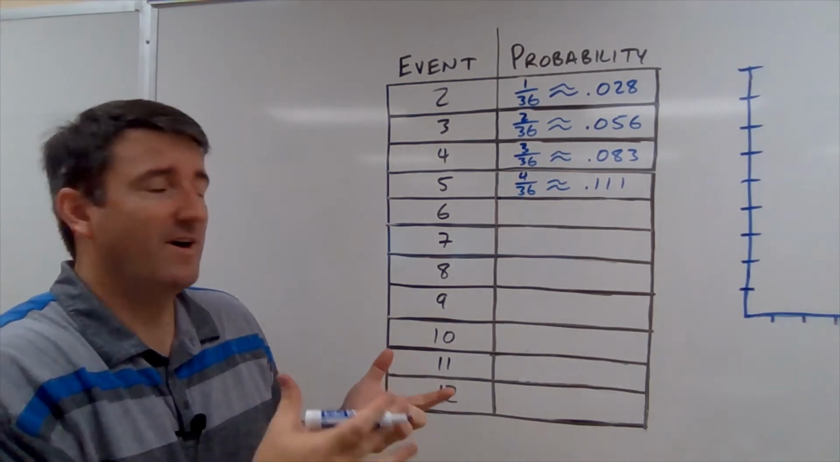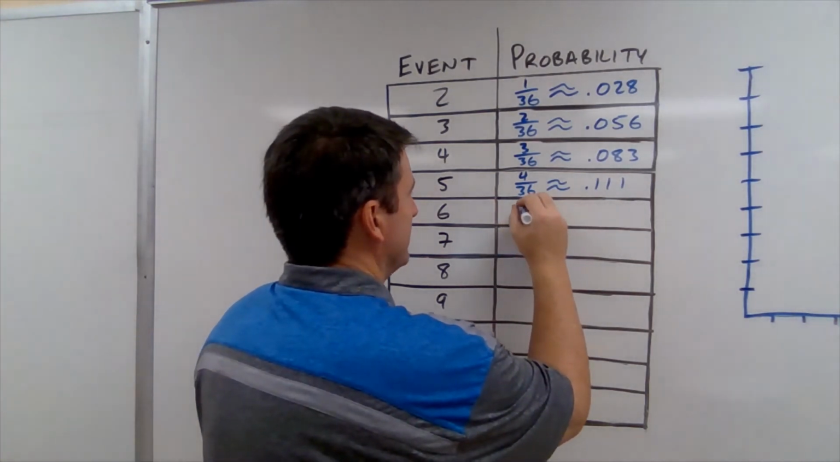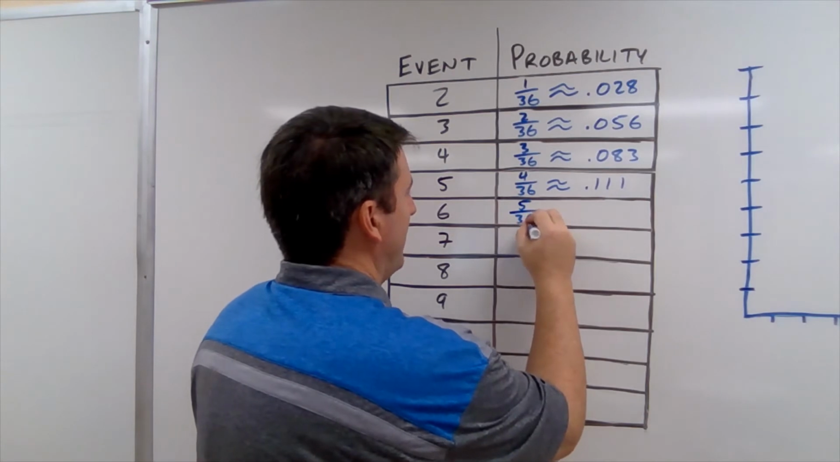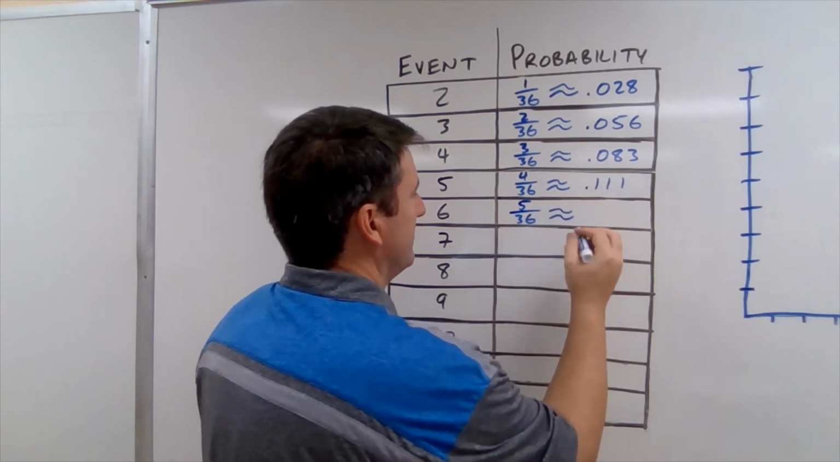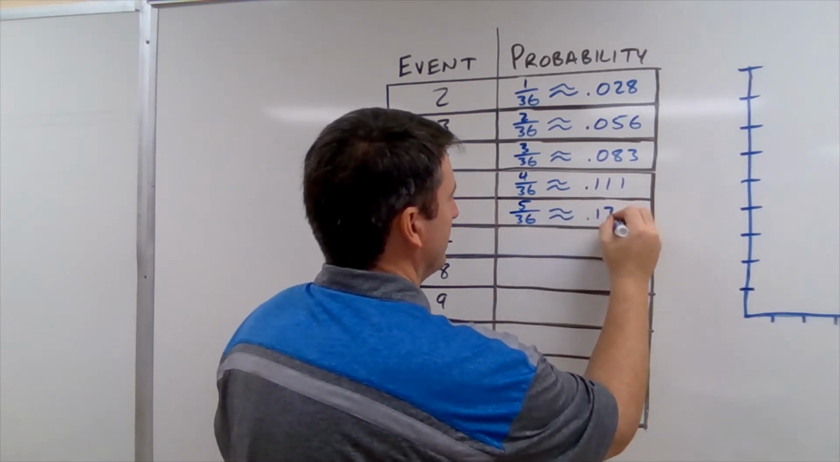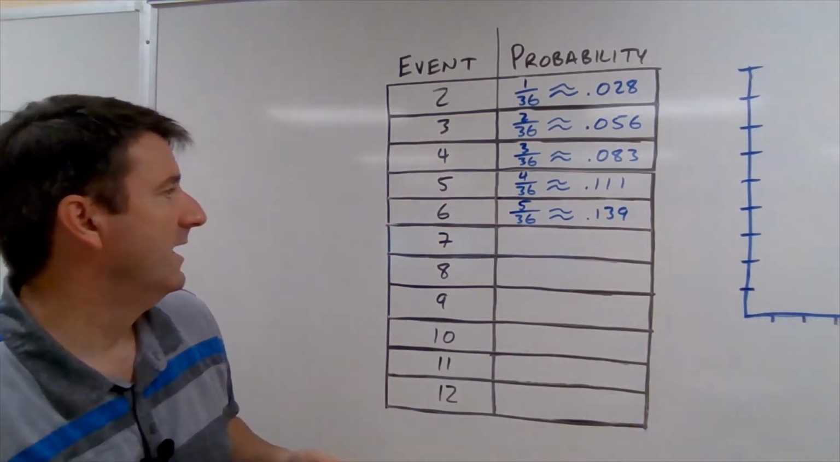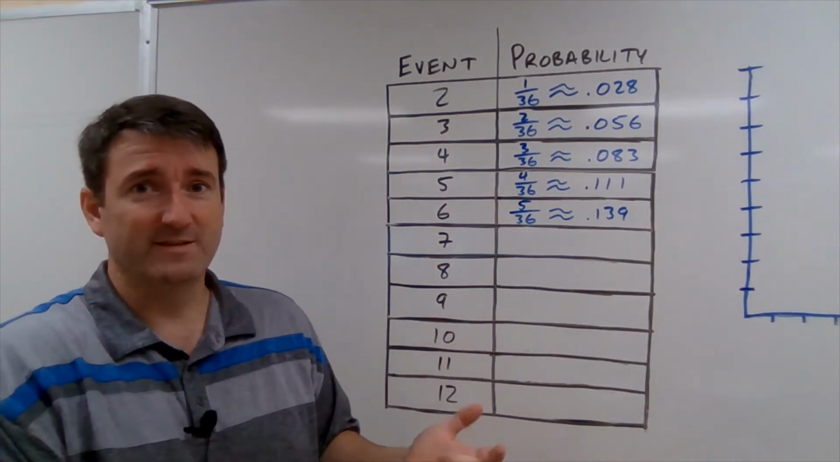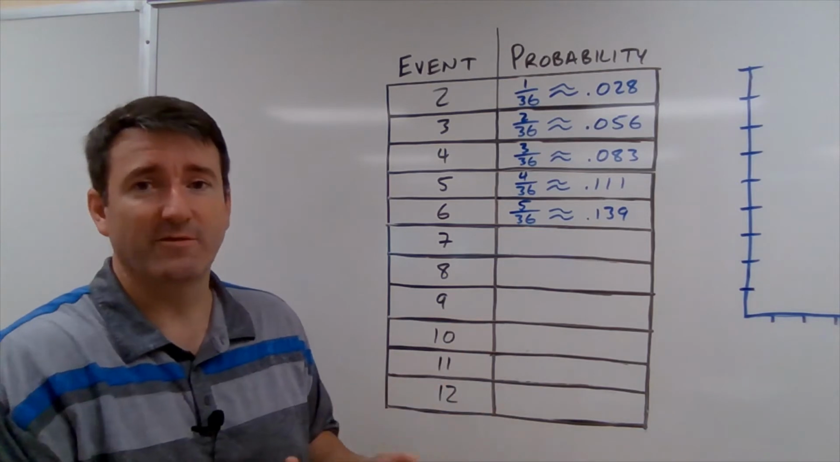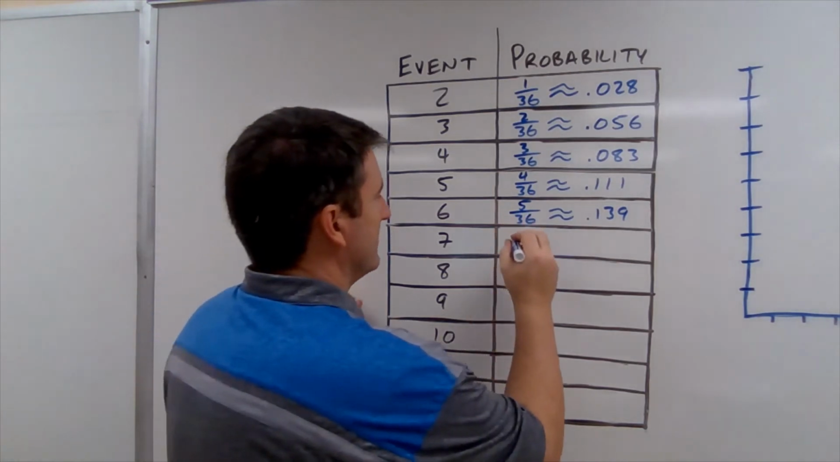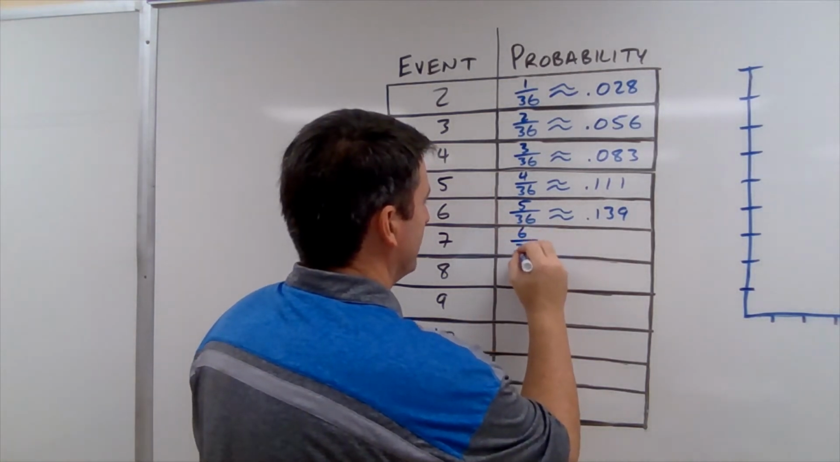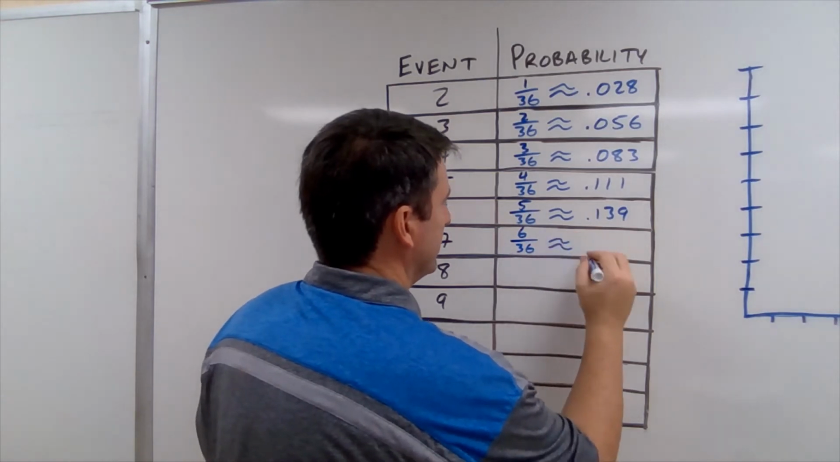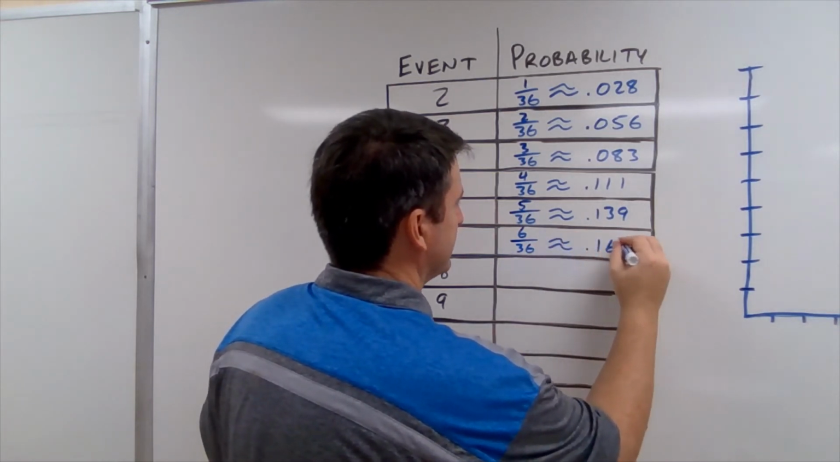For a 6, there's 5 different outcomes that give us a 6. So 5 divided by 36 is approximately 0.139. For a 7, we've talked about this in previous videos, there are 6 different ways that we could get a 7. So the probability is 6 divided by 36, which is approximately equal to 0.167.